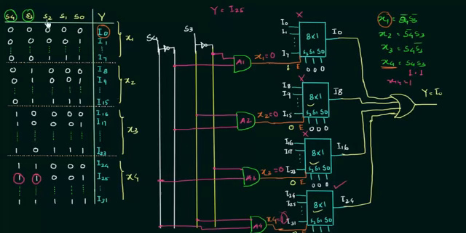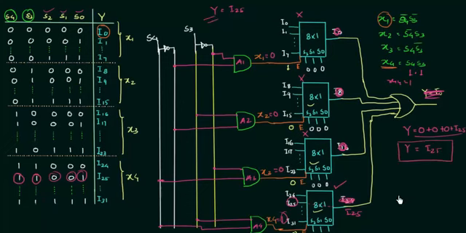Now we will focus on S2, S1, S0. S2 is 0, S1 is 0, and S0 is 0. It means I25 will be the output for this last mux, and the output for the first three muxes will be 0. Thus the final output y is equal to 0 or 0 or 0 or I25. And as we already know from the laws of Boolean algebra, this will give us I25. This is what we want.